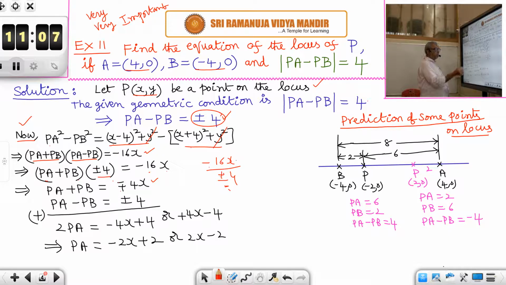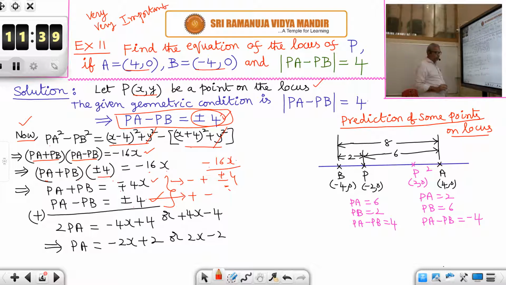But PA minus PB is what? From this equation, plus or minus 4. So, here this point is important. In the second equation, if you take plus 4 plus sign, in the first equation you will get minus sign. Otherwise, in the second equation, if you take minus 4, then in the first equation you will get plus 4. So, that combination. Then you add these two equations.